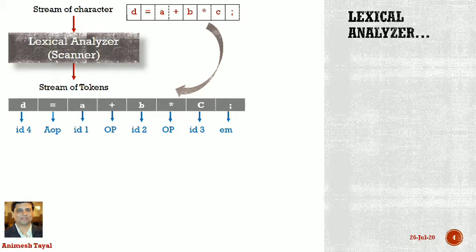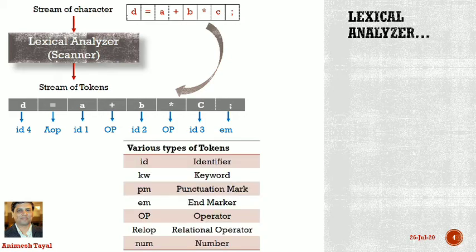Clear? It is very similar to natural language. We are discussing here programming language, but all the concepts are applied on natural language also. Here some other tokens will be, suppose we had discussed id, kw, pm, em, op. VLOP generally used for relational operator, num for numeric value, and many more. Here, so this is all about lexical analyzer.